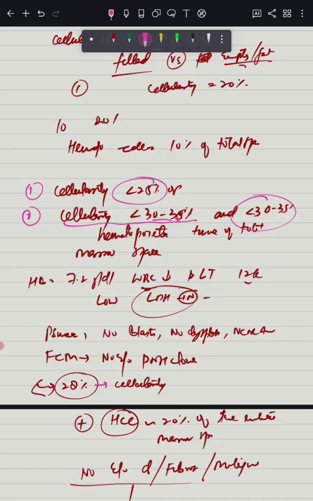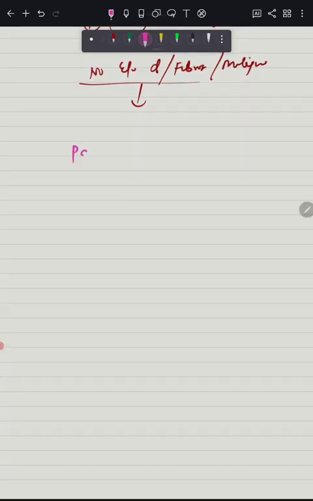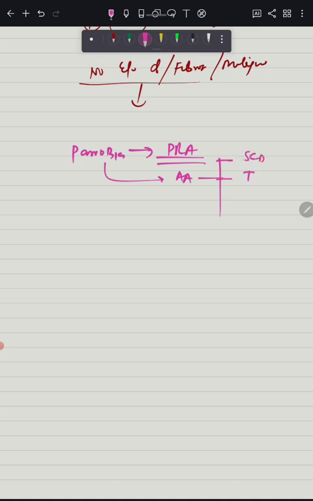So this is aplastic anemia. Note that Parvo B19 classically causes pure red cell aplasia. We know that, but it can sometimes trigger aplastic anemia, especially in cases like sickle cell disease, thalassemia, and immunocompromised patients.